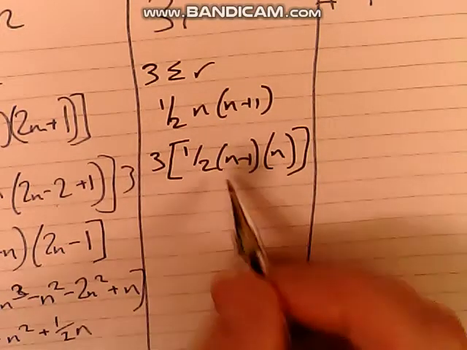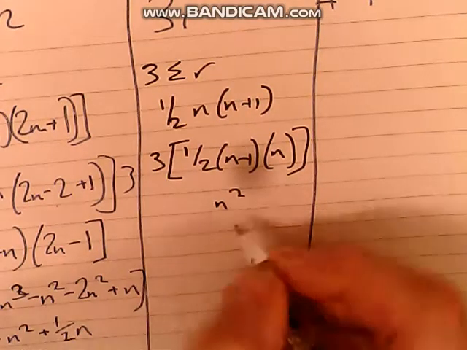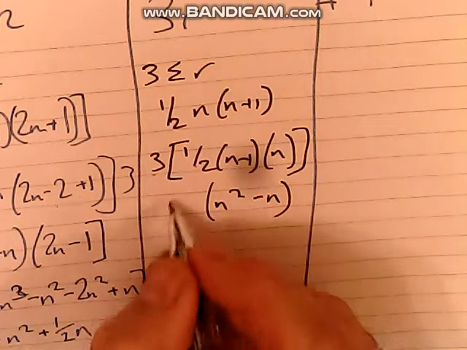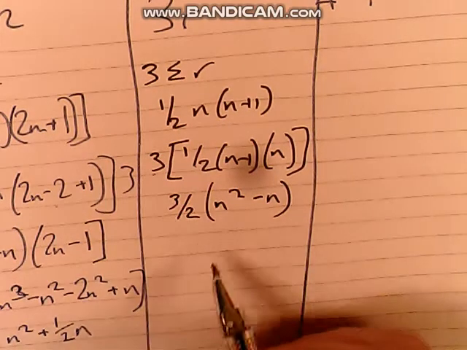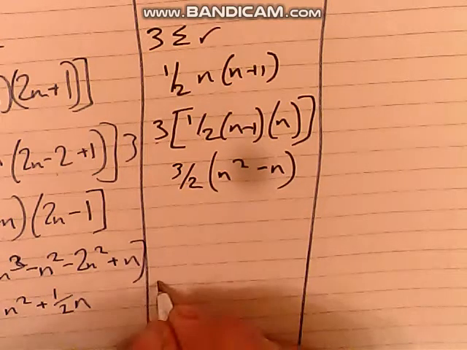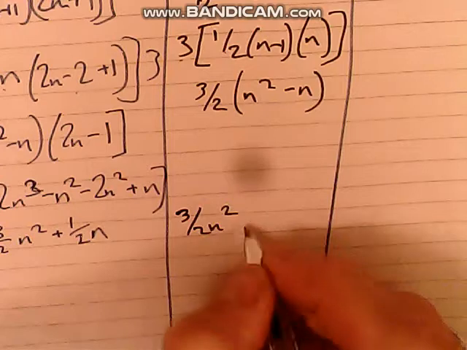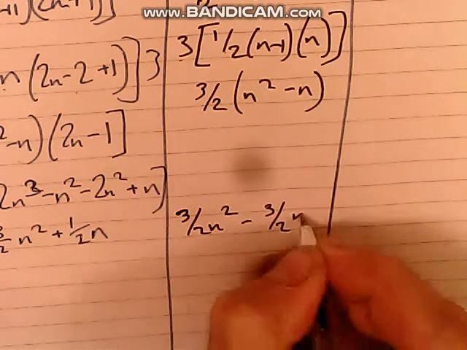Let's expand this. Let's do brackets first. n times n is n squared, minus n. I'm going to multiply this like I did last time to make it 3 halves. And I'm going to expand this one here out, I'm just doing it right at the bottom so it's on the lines: 3 halves n squared minus 3 halves n.